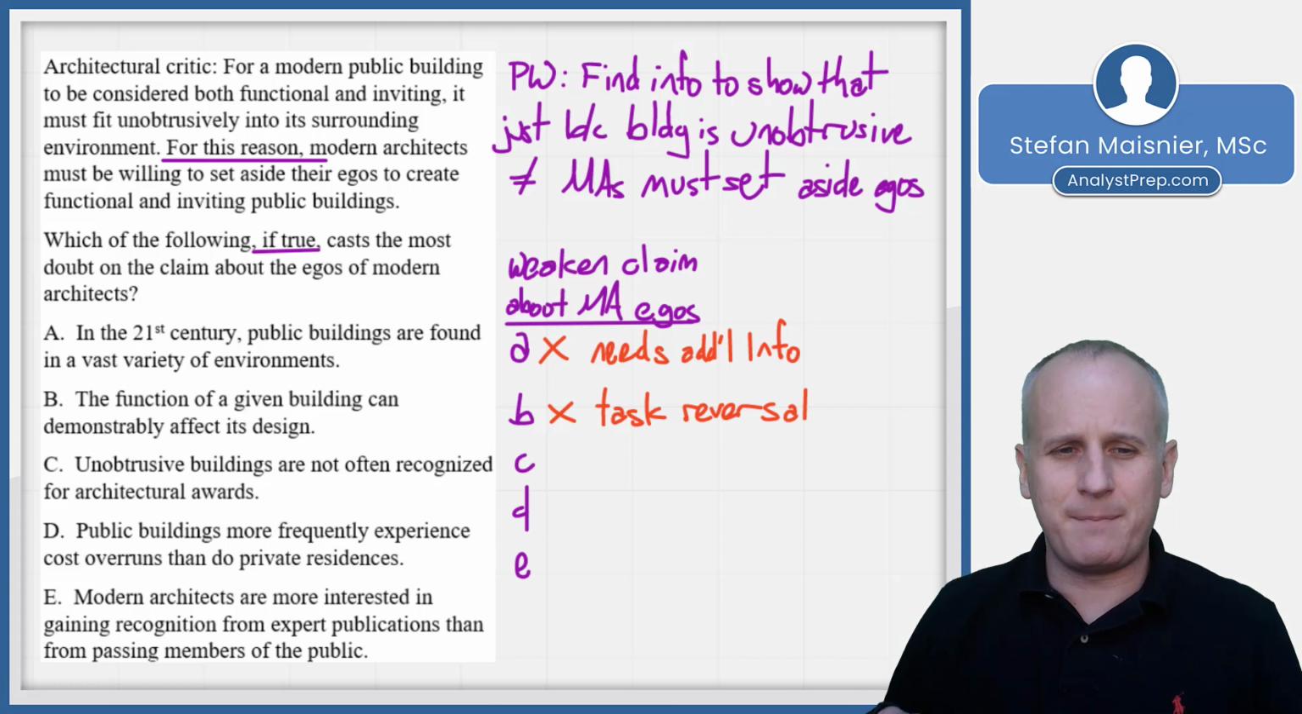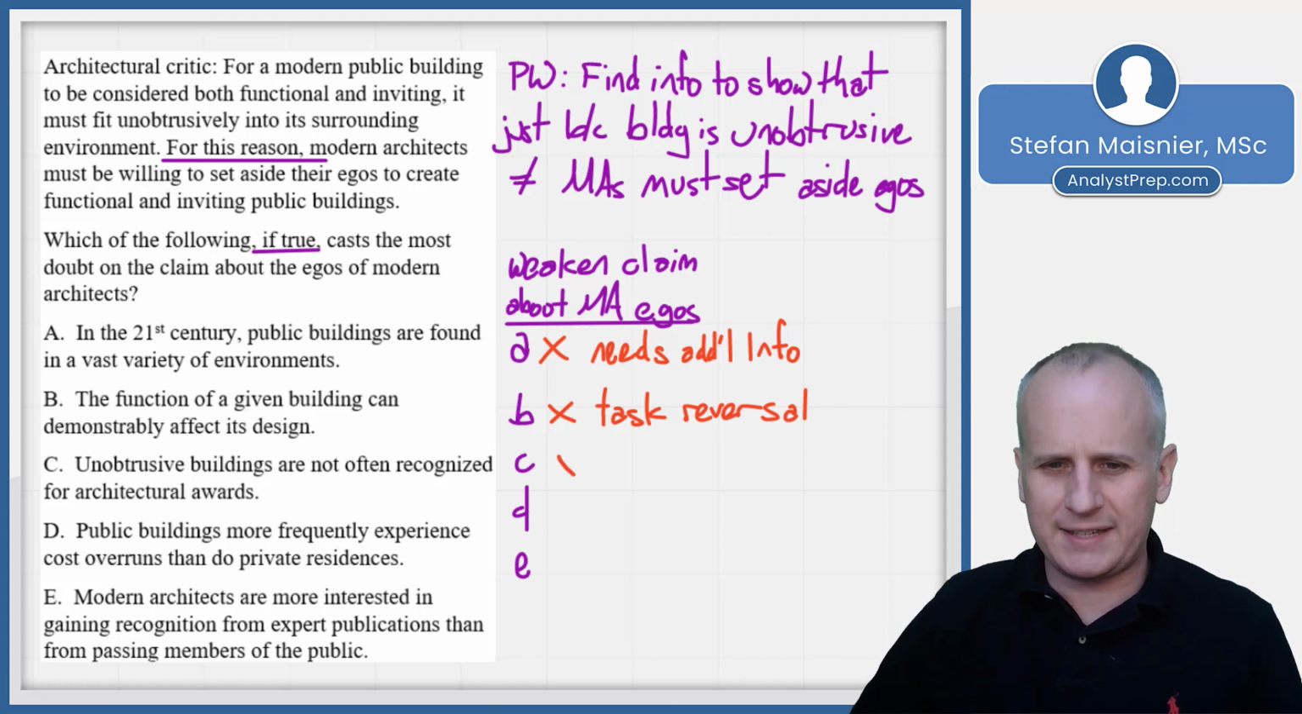Now, choice C, again, unobtrusive buildings are not often recognized for architectural awards. Well, if that's the case, and a modern architect wants an award, potentially to satisfy ego, then they're going to have to set aside their egos. So this too would fall under the category of a task reversal.